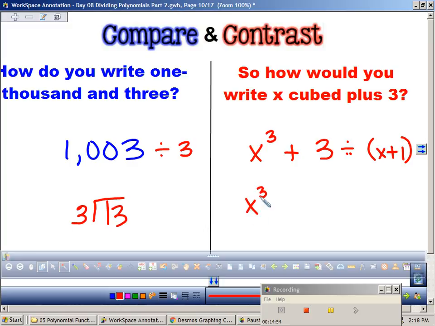Okay, so I have an x cubed. What should come next? X squared. Do I have any x squareds? I don't have any x squareds, but I need a placeholder, just like I need a placeholder here. Do I have any x's? No, but I need a placeholder because I have a placeholder here too. Now I can write my 3. Does that make sense? Do you see the connection?